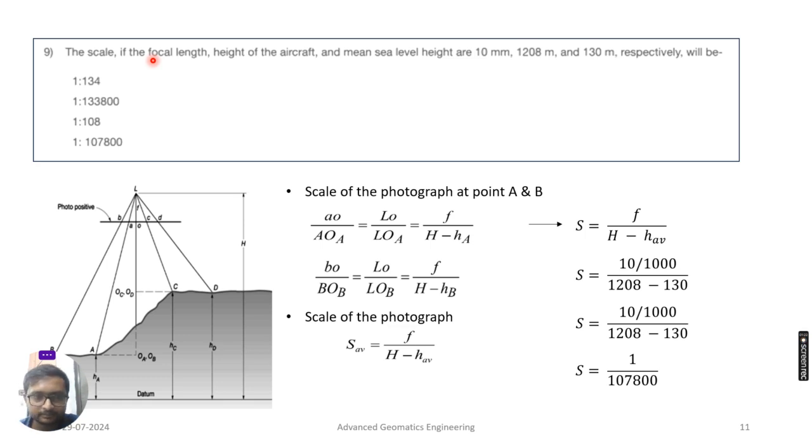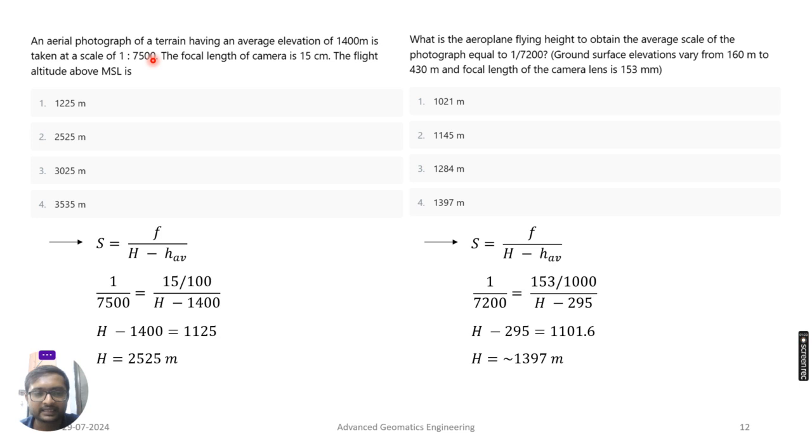Then the next one is we have calculated the different questions on the scale when we have given the different types of focal length, height of the aircraft, and mean sea level height, and how to derive the scale using this formula, which is S equal to focal length divided by capital H, which is the height of the aircraft from the datum minus the average height of the terrain.